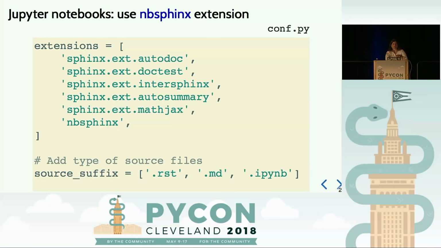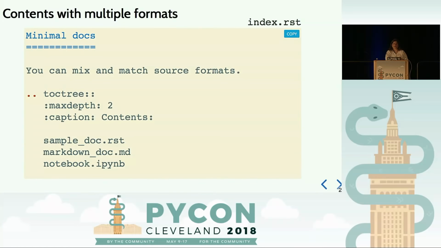And then, just as before we did with Markdown, you will add the IPYNB files to your list of source suffixes. And to actually use all these types together, you go and you create your index.rest, which I said typically contains your table of contents. And in that table of contents, you can have restructured text files, Markdown files, notebook files.